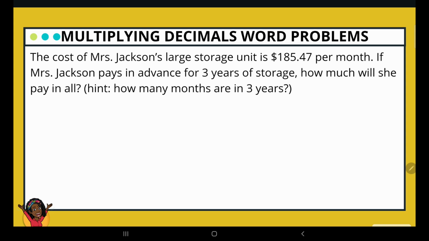The cost of Mrs. Jackson's large storage unit is $185.47 per month. If Mrs. Jackson pays in advance for 3 years of storage, how much will she pay in all? And then there's a little hint that's given to us here where it says how many months are in 3 years. So because the cost that Mrs. Jackson is paying is monthly, we can't just multiply it by the 3 representing the years. We have to take into consideration how many months will be in each of those years.